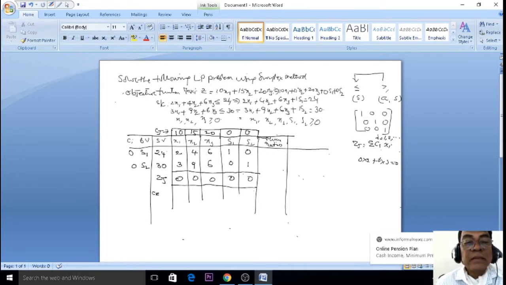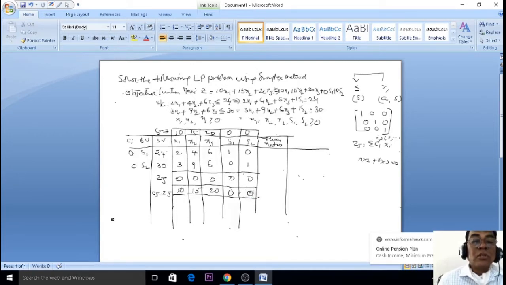Next step, Cj minus Zj. Cj values are nothing but the objective function values, the top row values. Cj 10 minus 0, 10. 15 minus 0, 15. 20 minus 0, 20. 0 minus 0, 0, 0. So now we move on to the key column.